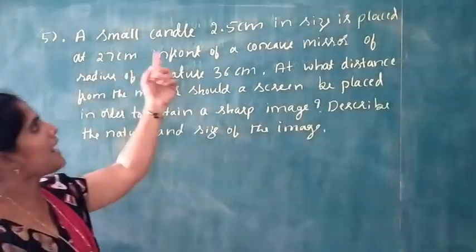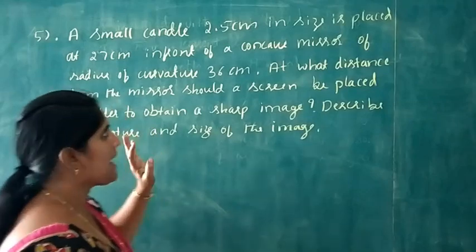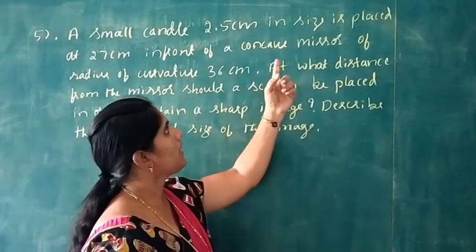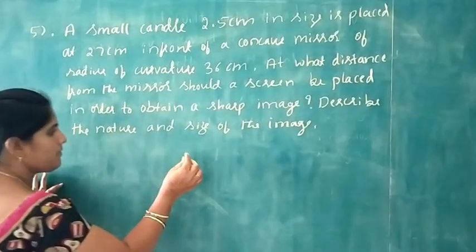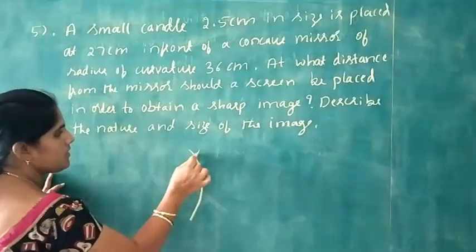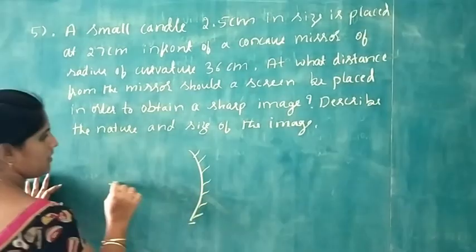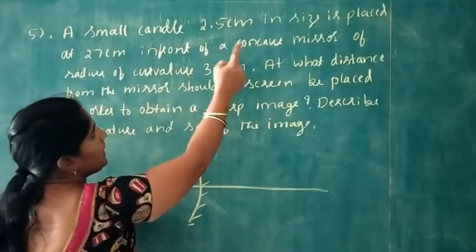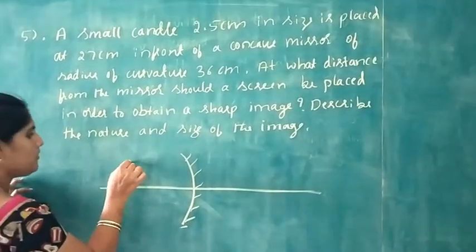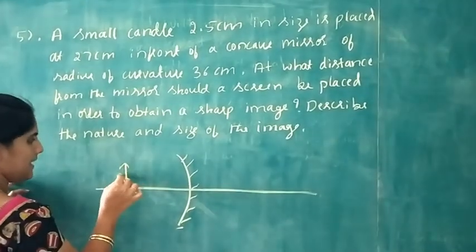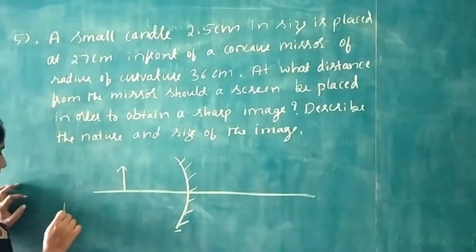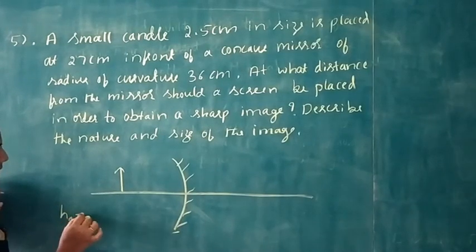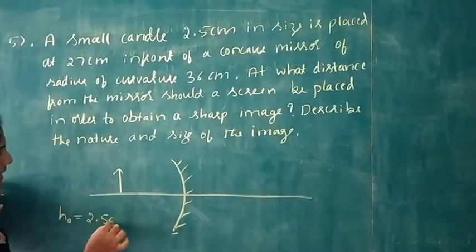So a small candle of 2.5 centimeter in size is placed at 27 centimeter in front of a concave mirror. That means first we draw the concave mirror. So this is the concave mirror. Okay, this is the principal axis. So a small candle of 2.5 centimeter in size. That means height of the candle is 2.5 centimeter. That is H. The candle is the object, so H is equal to 2.5 centimeter.